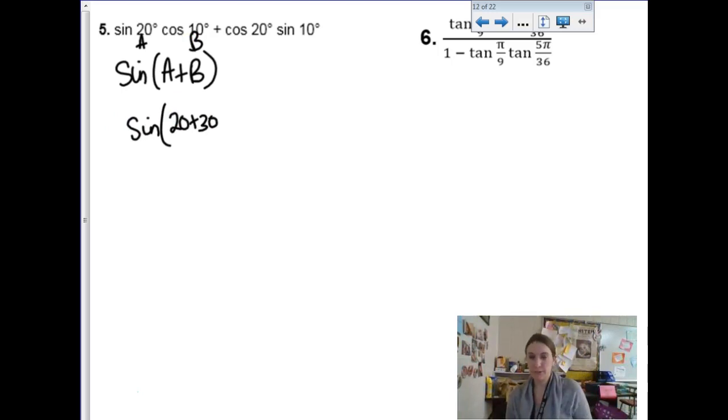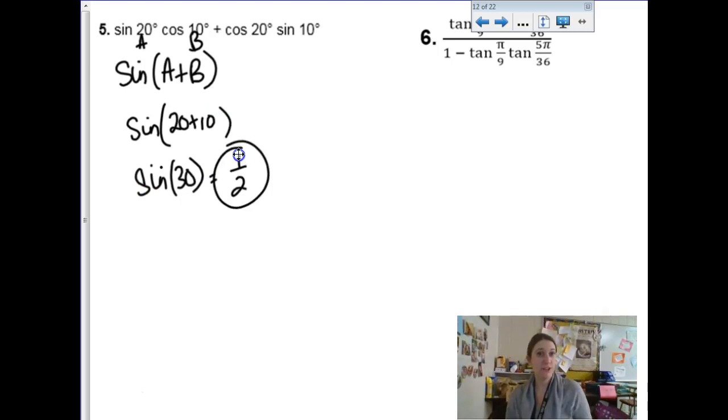Better, a little ahead of myself there. 20 plus 10, better known as sine 30. But we know what the sine of 30 is, don't we? Sine of 30 is 1/2. So this is the collapsing of it down to a single trig function, and this is me actually evaluating it, which sometimes we can do.